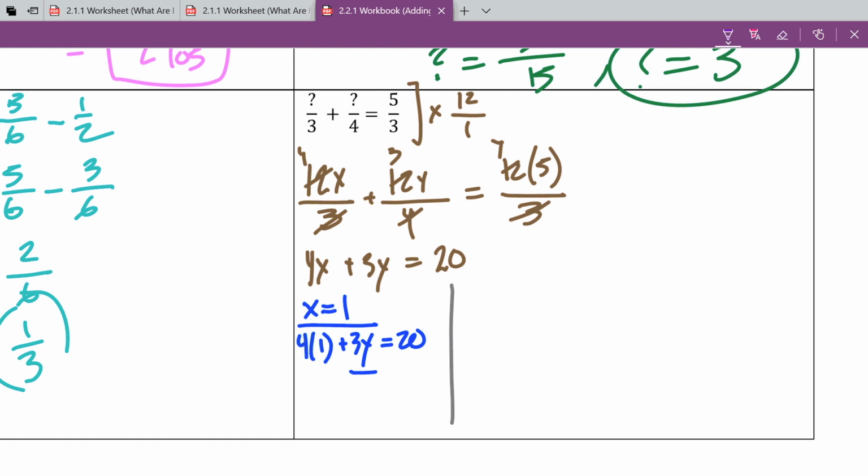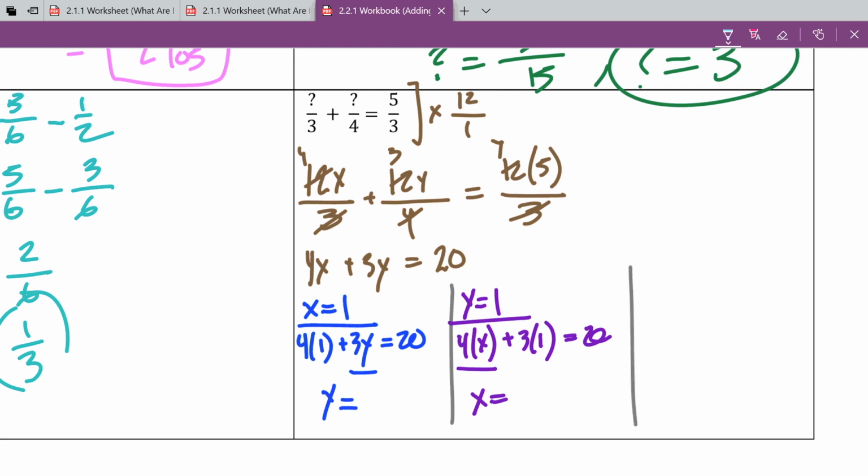And so we can do the same thing now with y. Instead of x equal, let's make y equal 1. Because if y equaled 1, then we get 4 times x plus 3 times 1, or 3, equals 20. And now you could solve for the x value. So you get an x equals something. Just like over here, you got y equals something. But there's one more option here.